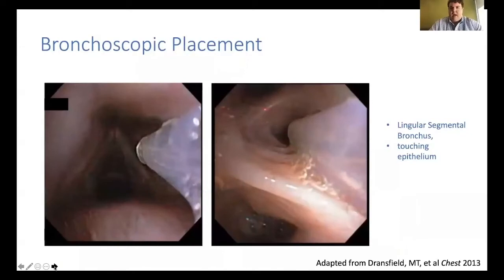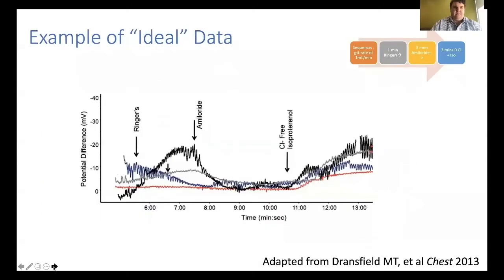Bronchoscopic placement leads to a settling of the catheter in the lingular or segmental bronchus, touching the epithelium, but it's difficult to achieve that throughout a 10 to 15 minute procedure.